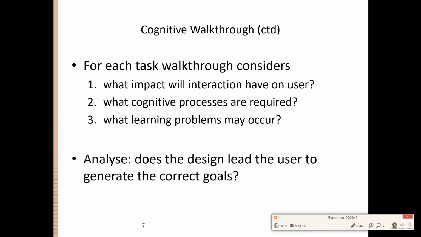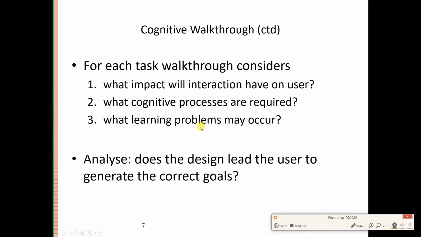Either short term memory is required there, long term memory is required there, or hearing, or sensing, or something like vision skills are being used during the cognitive process during the cognitive walkthrough. What learning problems may occur?